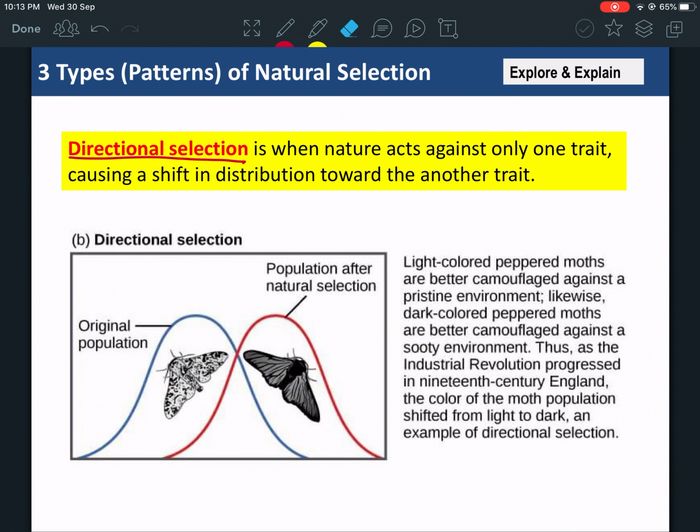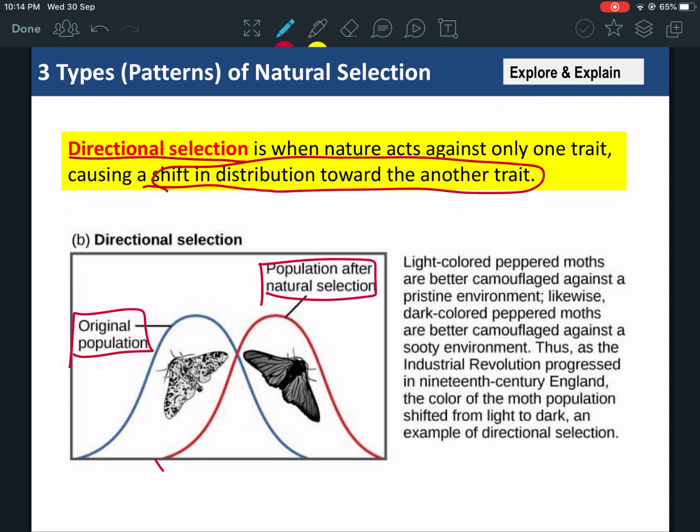Now the other type is called directional selection, where nature acts against one trait and shifts towards another. In the original population, there were light colored moths. This is the original one, the blue one. There were more light colored moths, but after natural selection, now we have more black colored moths. So they were moving in this direction.